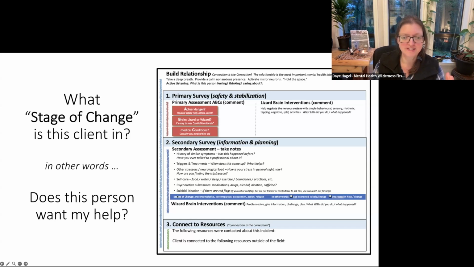Right? And we always encourage folks to consider, as part of that overall assessment, secondary assessment, what stage of change is the person in? In other words, does this person want your help? So this is actually part of your paperwork, and it's just this little reminder to avoid getting frustrated if people maybe don't want our help, and also to attune our response to when people do want our help.